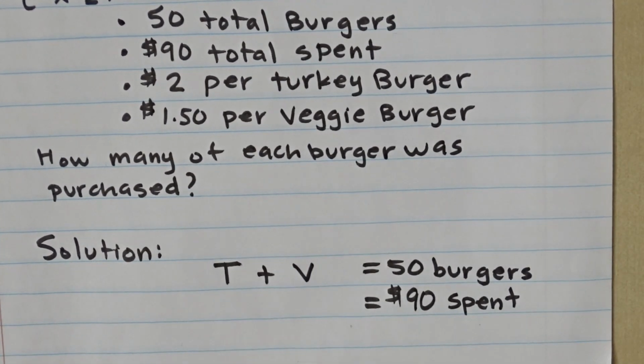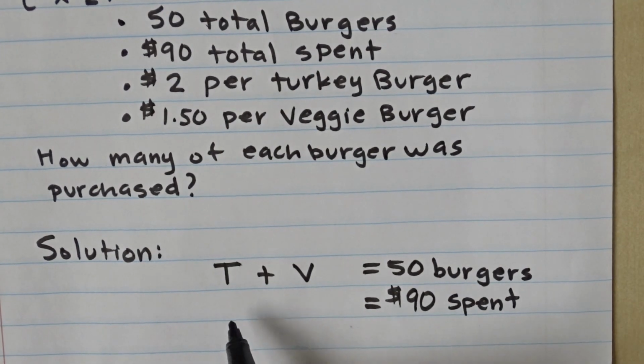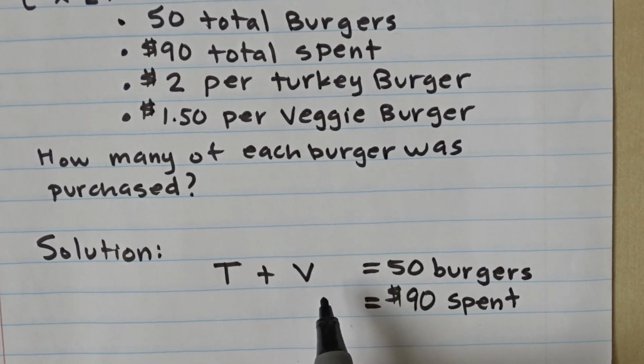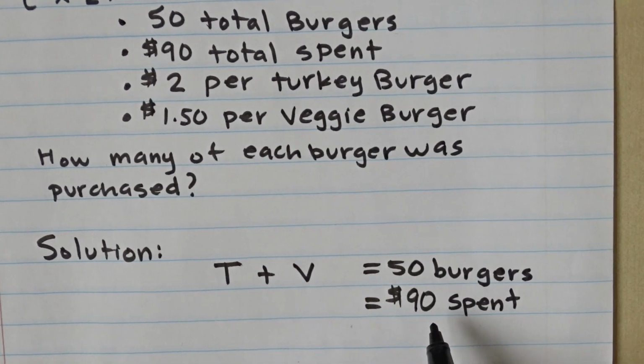Now, how am I collecting $90? How did I total that expenditure? What came out to $90? Think about that one. What was I spending on? What was I buying? Okay, you should have said all of the money spent on your turkey burgers plus all the money spent on your veggie burgers equals a total spent.